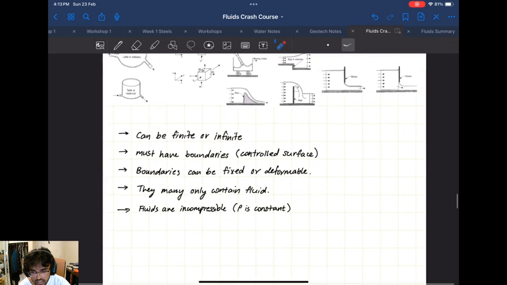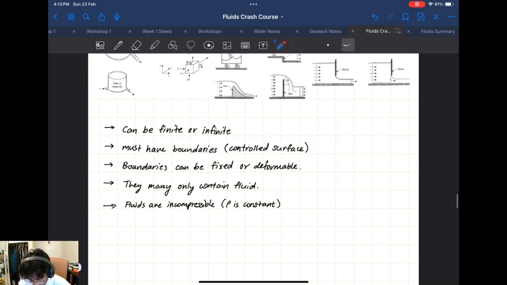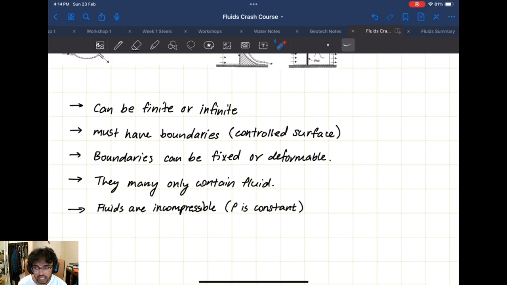And there are certain rules about it. Boundaries can be fixed and deformable. They may only contain fluid, and the fluids have to be incompressible. So for ENGG2500, we don't look at compressible fluids. Incompressible means our density is constant. The density doesn't change. Because if you think about it, compressible means that the volume can change. It can get compressed.